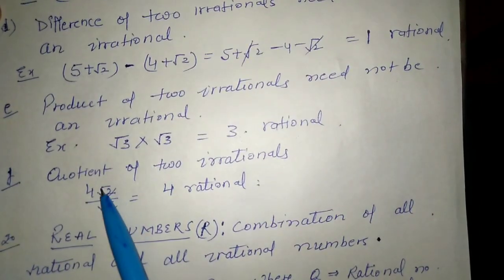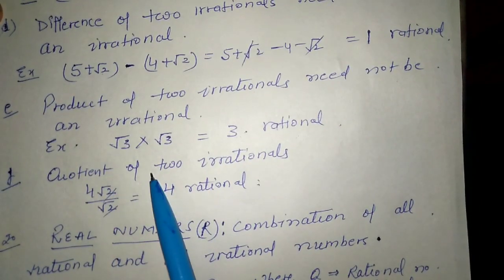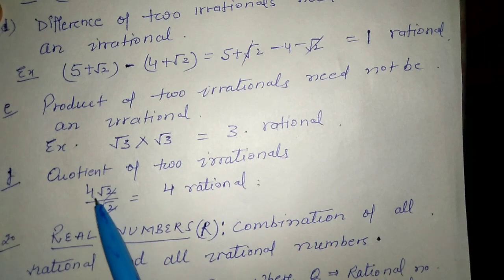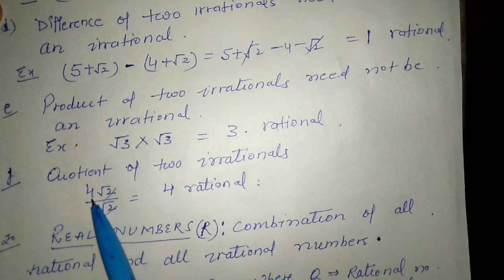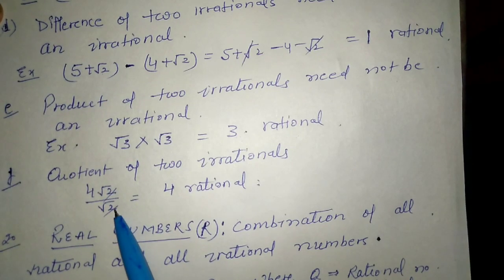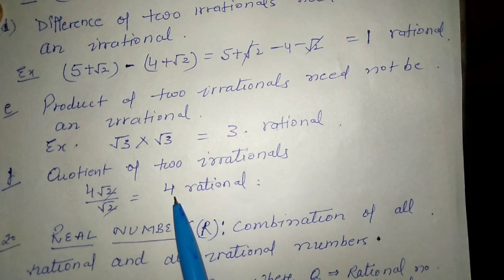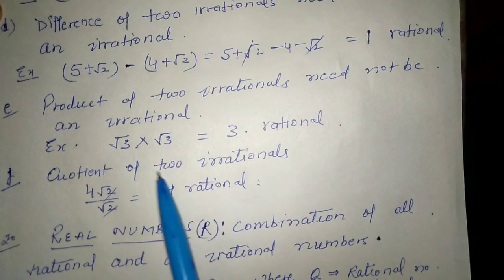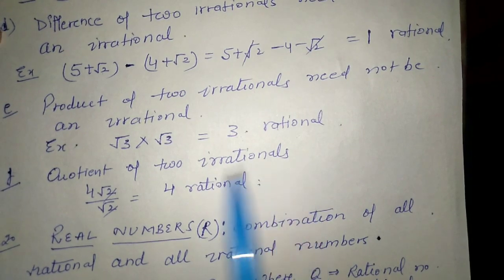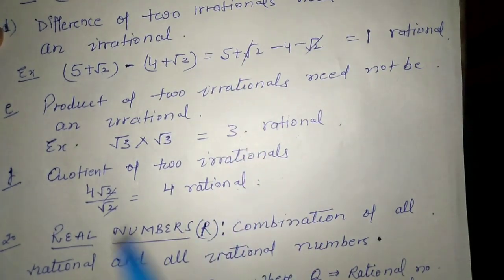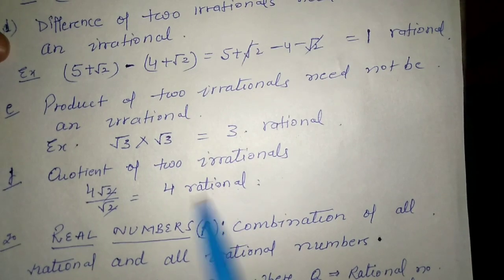Similarly, the quotient of two irrationals. Quotient means the division of two irrationals. Just like 4 root 2 upon root 2. 4 root 2 is irrational, root 2 is irrational. In the very first step we discussed this: 4 root 2 is rational times irrational, so their product is irrational. Root 2 is irrational, both will cut out and you will get 4, that is a rational number. So the quotient of two irrationals may be rational or irrational. These are some properties, so you are able to give the answers directly.